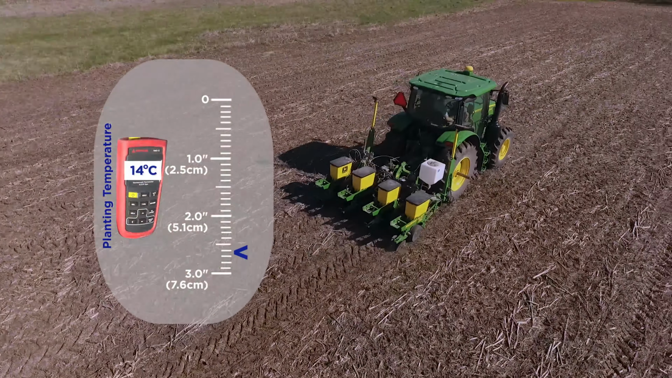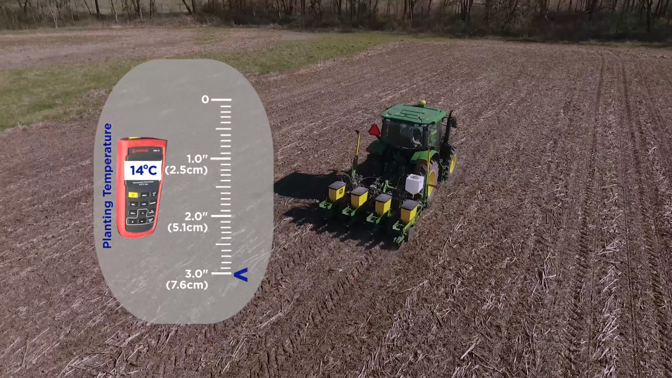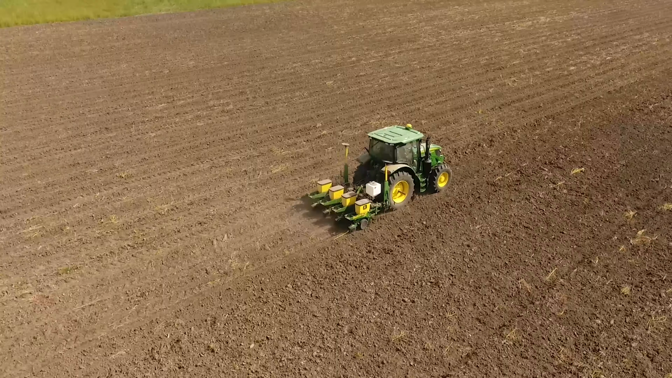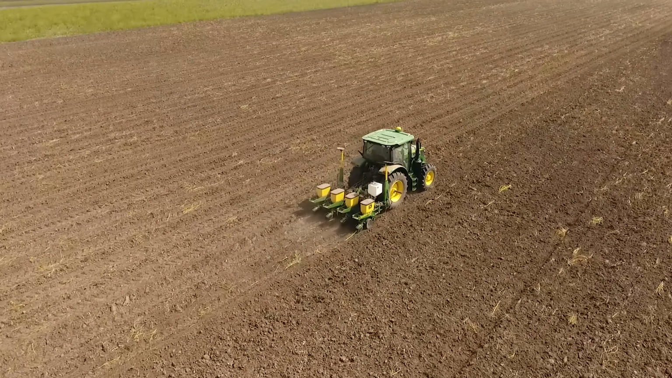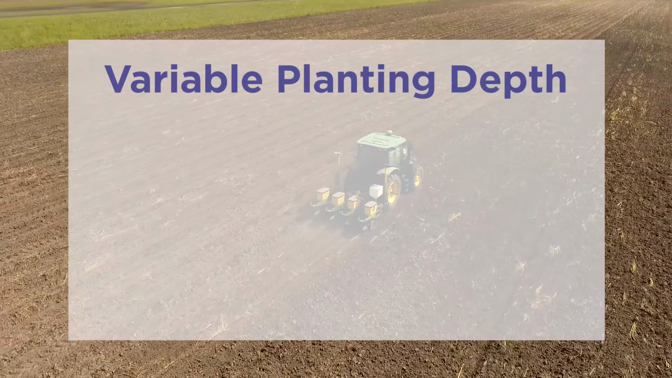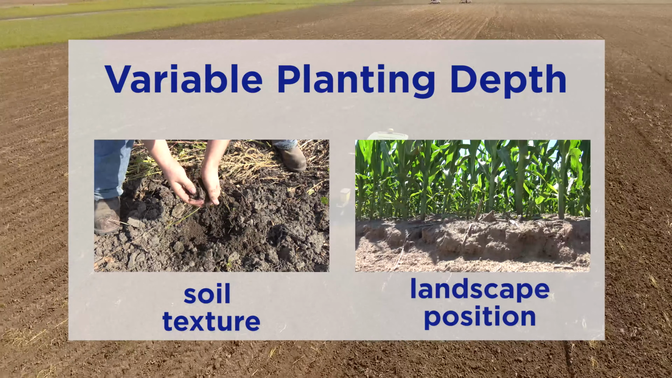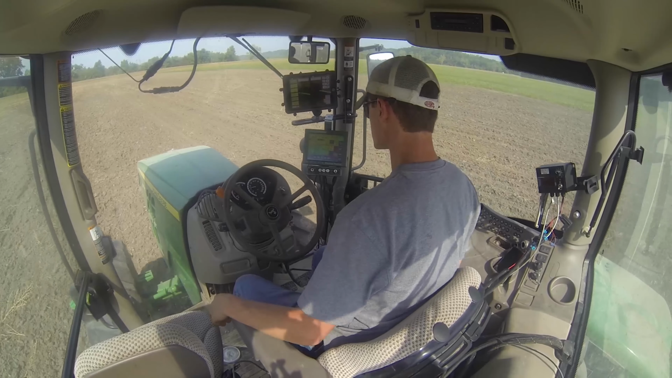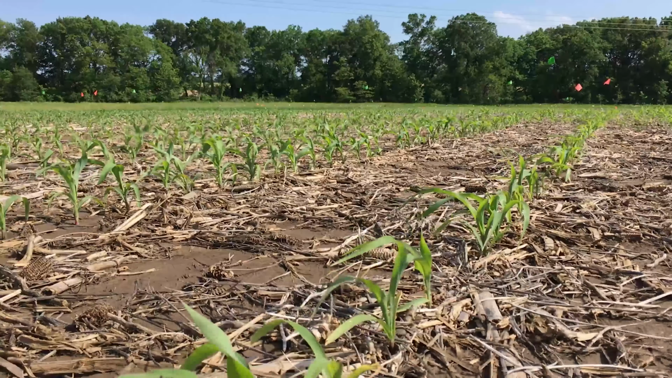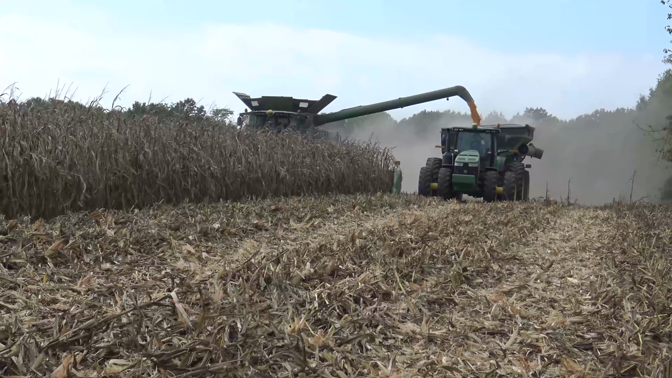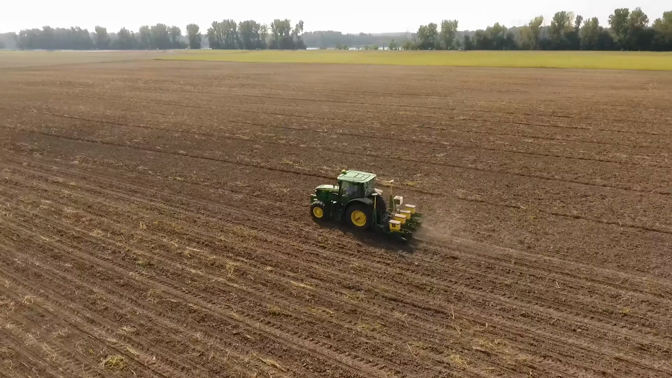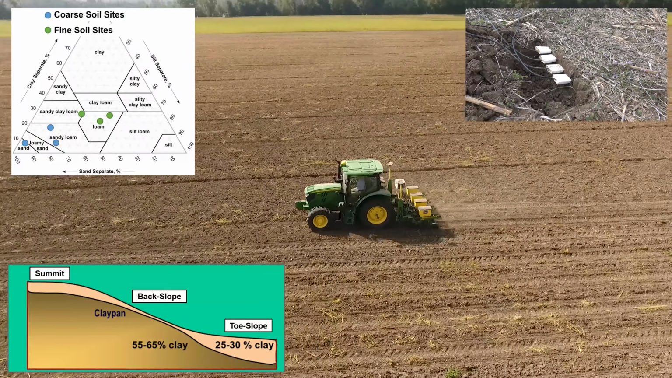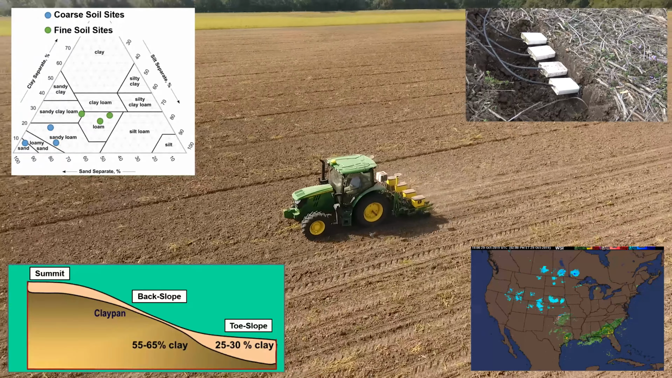However, planting deep into cold, wet conditions reduced plant stand and yield. These results indicate that variable planting depth may be beneficial on fields with large variations in soil texture or landscape position. Using this information and current technology to make on-the-go planting depth adjustments could increase emergence uniformity and overall yield. Careful consideration of soil texture, landscape position, moisture, and weather conditions could lead to planting depth prescriptions.